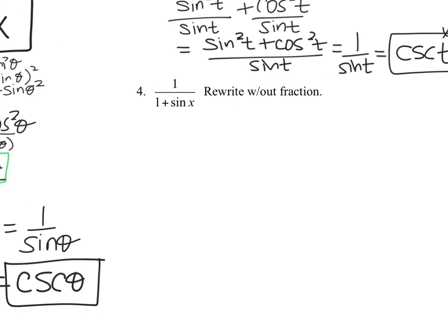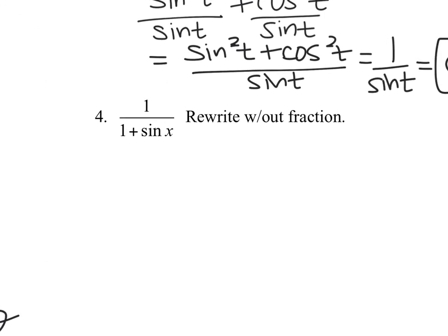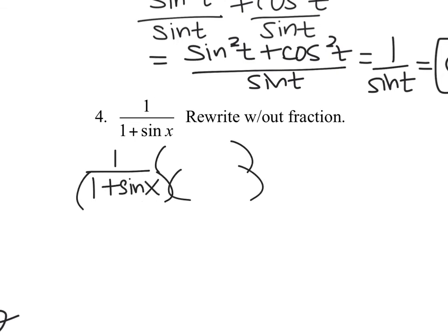Okay, number 4. Right now this has a fraction. We want to rewrite it without a fraction. How are we going to do that? We're going to use conjugates on this problem. So, we're going to take 1 over 1 plus sine of x, and we're going to multiply top and bottom by its conjugate of the denominator.